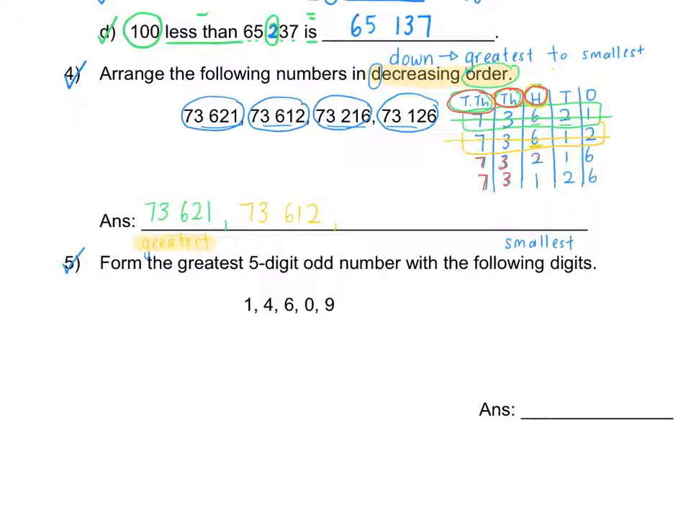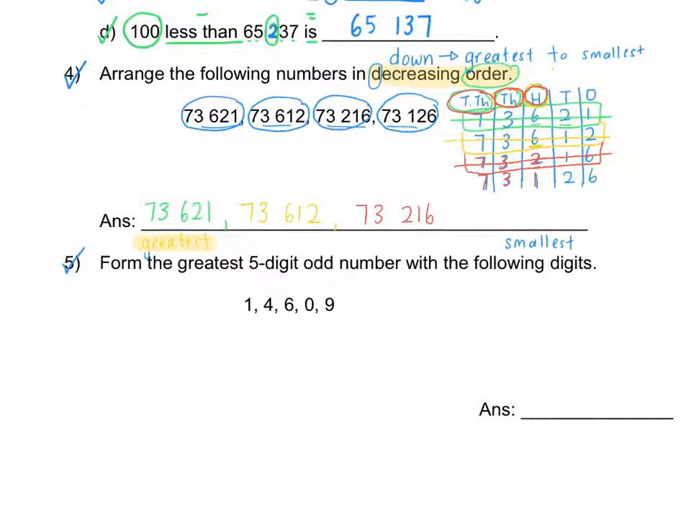Look at the remaining digits 2 and 1. Which is the greater digit? Yes, the greater digit is the digit 2. So the number here will be the next greatest number. So let's write it down. 73,216, and we strike it off.